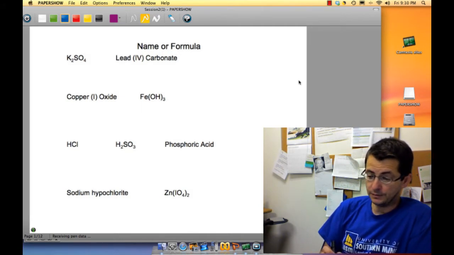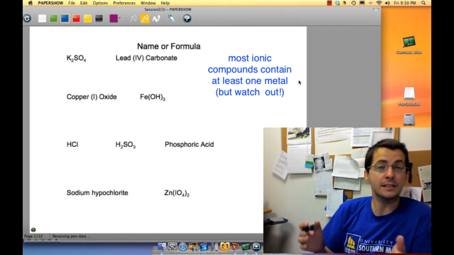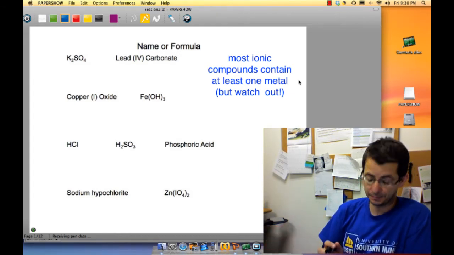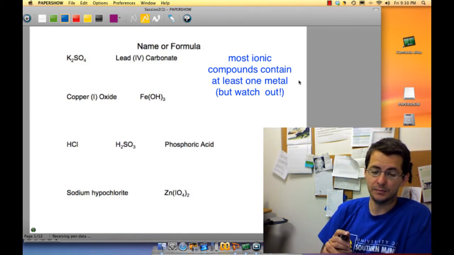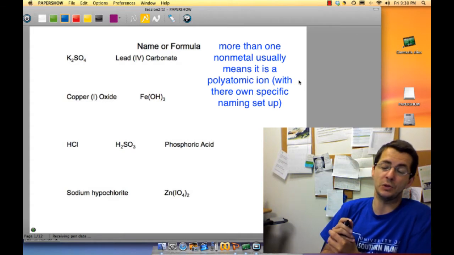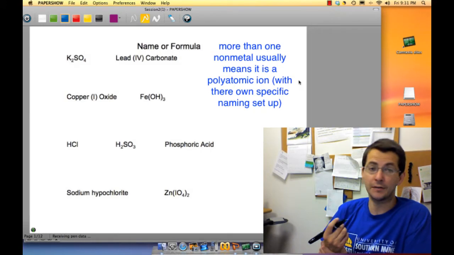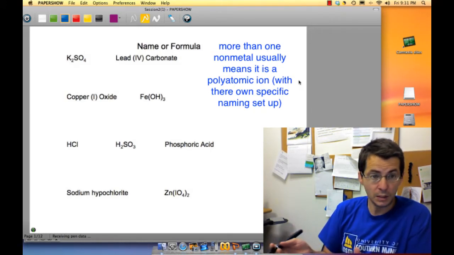So, we can usually tell an ionic compound based on the fact that it is a metal and a non-metal, or at least a metal and a non-metal. Though, if it's more than one non-metal, that usually suggests the polyatomic ion, charged groups of atoms that usually have a fixed structure. So, let's put it into practice.